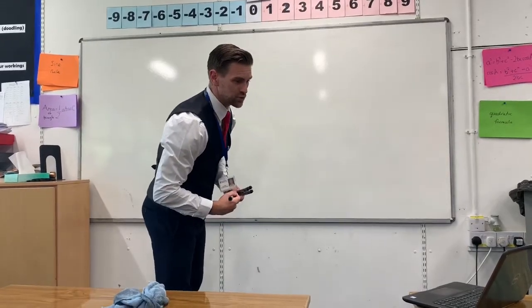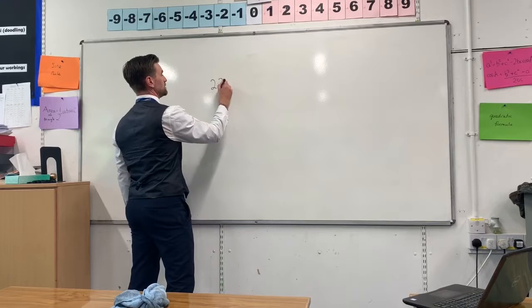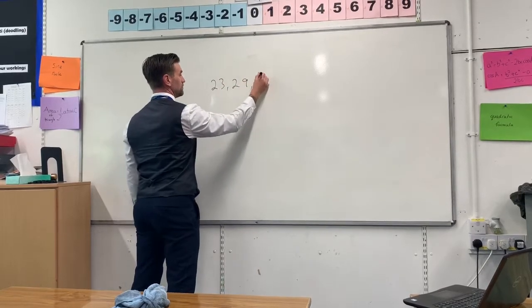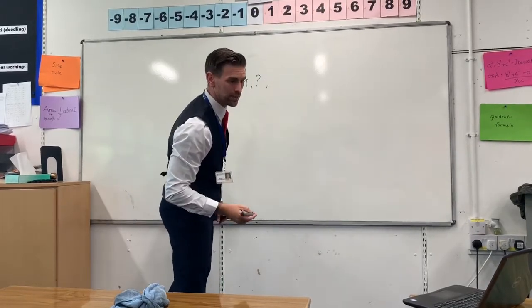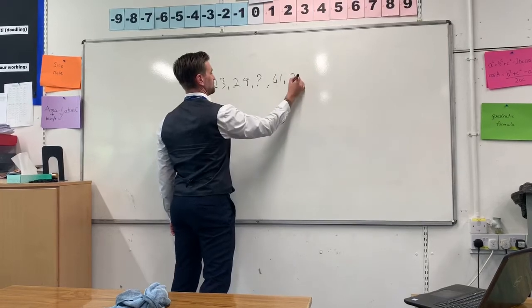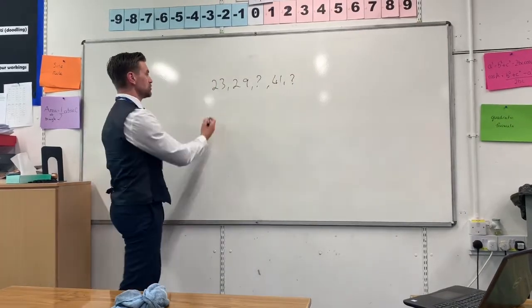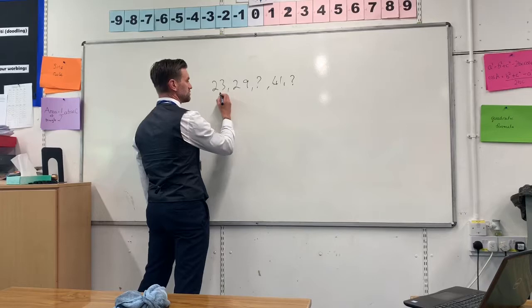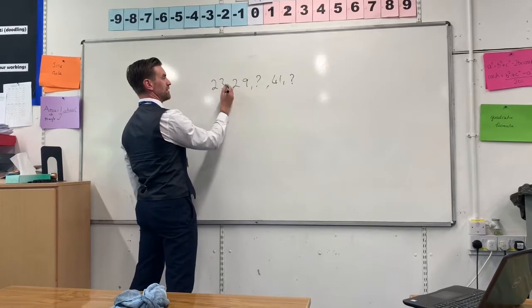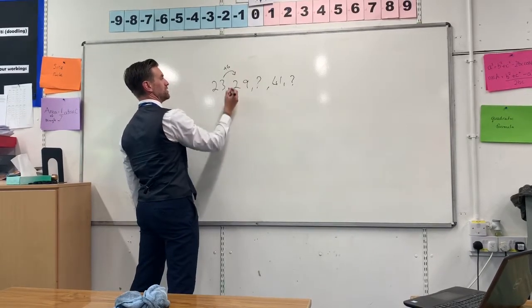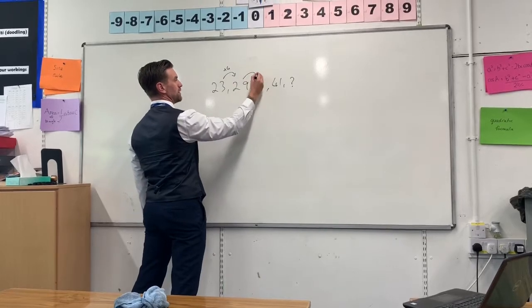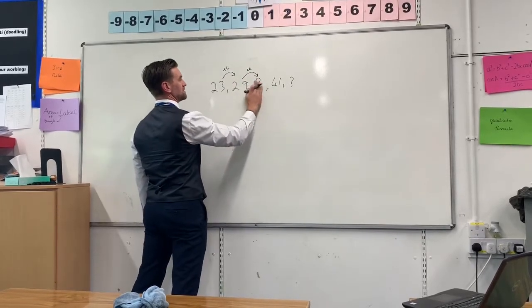Find the missing terms. 23, 29, a missing term, then 41 and another missing term. If you're anything like me, as you're writing these, 23, 29, you're identifying that that is going up by 6. So I'm now going to put this one up by 6. 29 add 6 is 35.